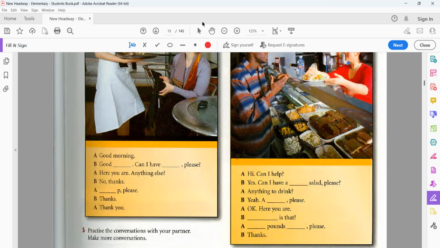Okay, so now pause the recording and listen to the audio again and try to complete the conversations. After you finish, you can play the audio again and check your answers, okay?